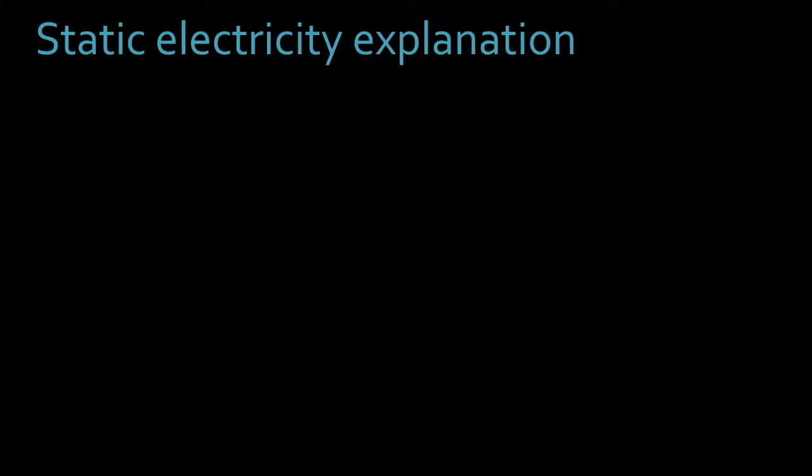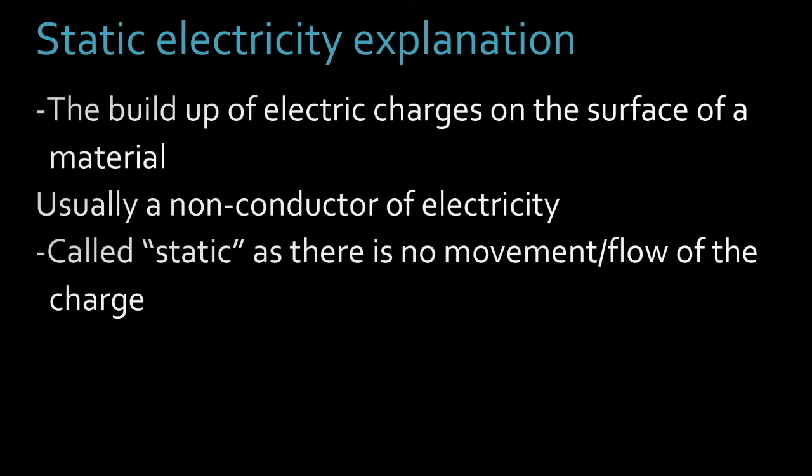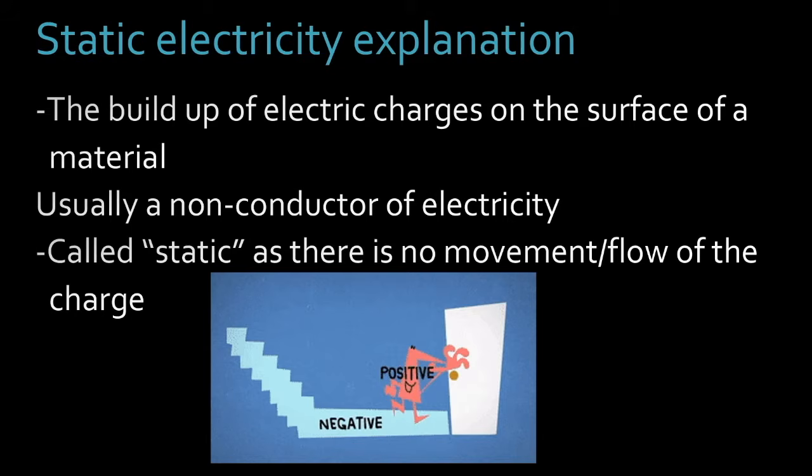So we can explain static electricity as the following. It is the build-up of electric charges on the surface of a material, and it is usually on a non-conductor of electricity. If it were on a conductor of electricity, the current or the charge would flow, and that's not static electricity. We call it static as there is no movement or flow of a charge. It stays on the object once it's built up.